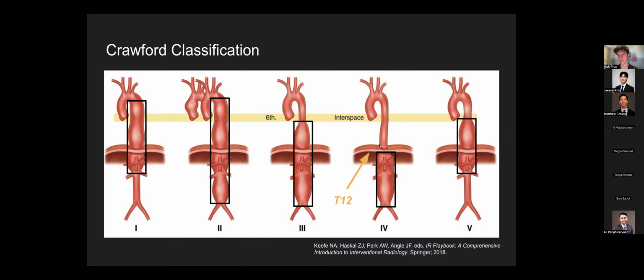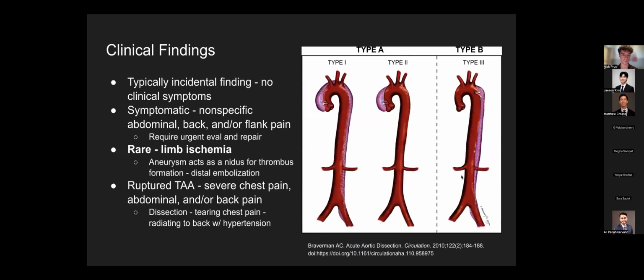And just for a review, the aorta crosses the diaphragm at T12. Celiac trunk is around T12 L1. SMA is around L1, and then renals L1, L2. And then type 5 is distal half of the descending. It does not extend past the renals.